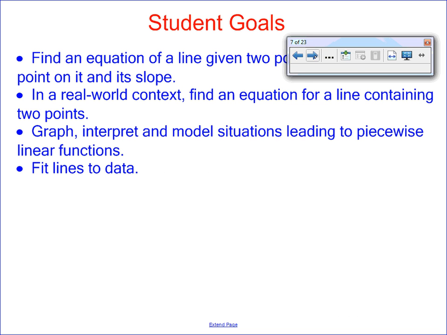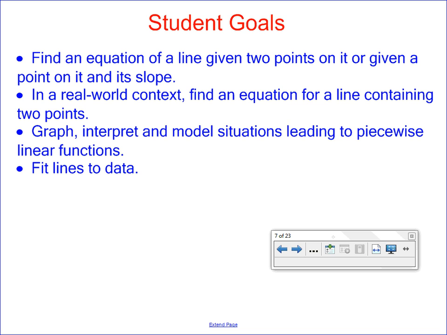Okay, ladies and gentlemen, let's go ahead and resume our discussion. Take a look at our overarching goals for the day. We're going to find an equation of a line given 2 points on it. That's just like the Bellwork, or given a point on the line and its slope. In a real-world context, we're going to find an equation for a line that contains 2 points, and so we'll do some interpreting today, complete with units.